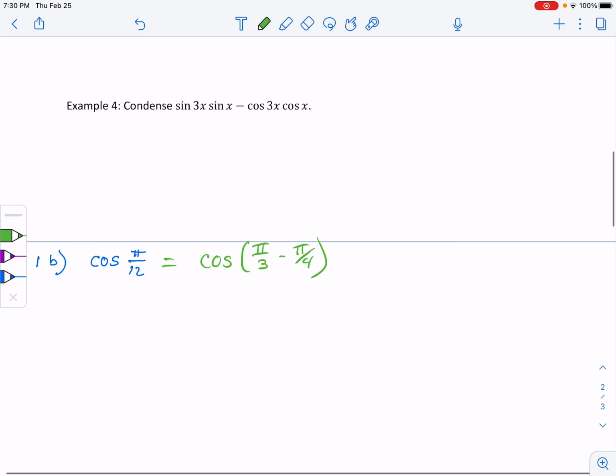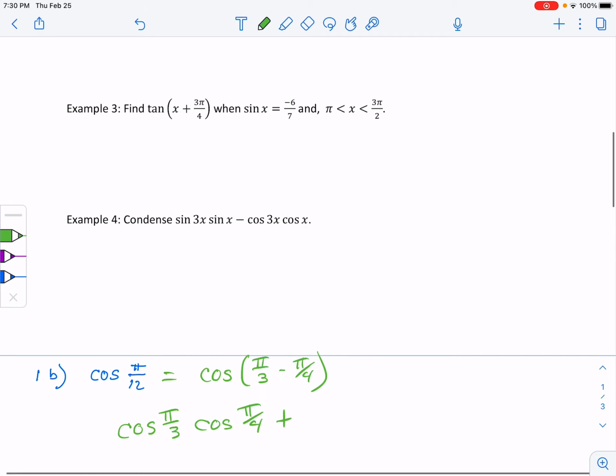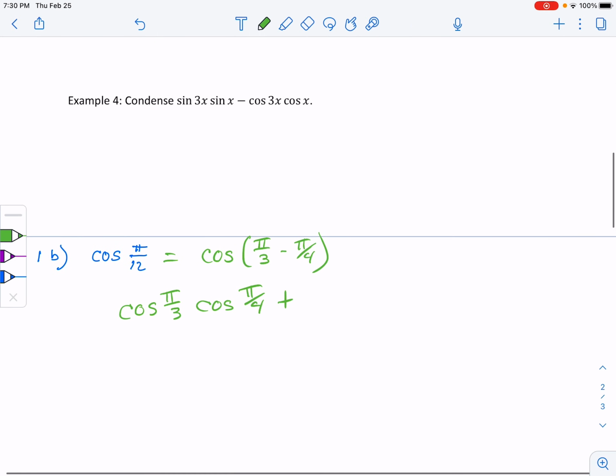The formula for the cosine is cosine of pi over 3, cosine of pi over 4. If this is a minus, this is a plus. And then you have the sine of pi over 3 and the sine of pi over 4. And then you do the math.